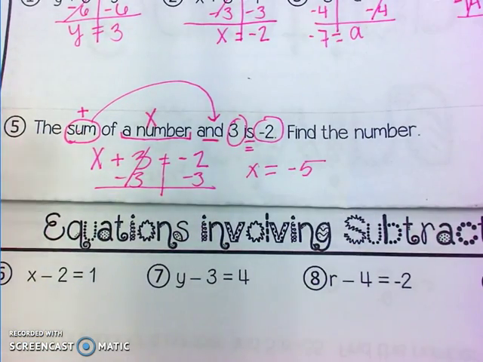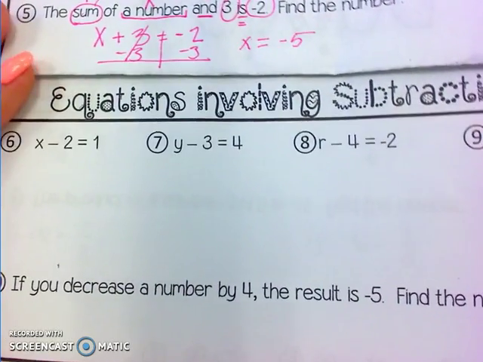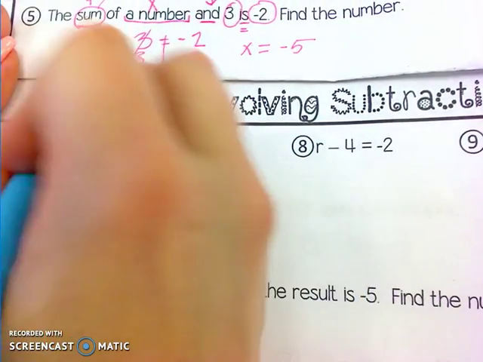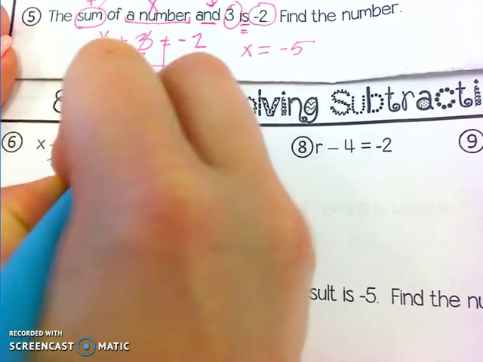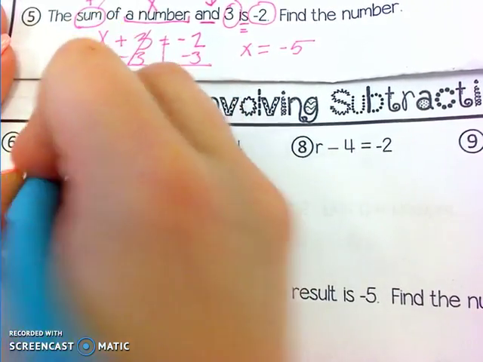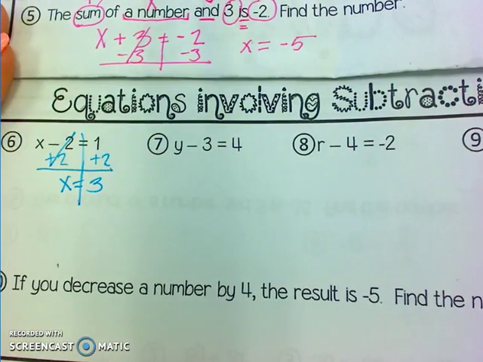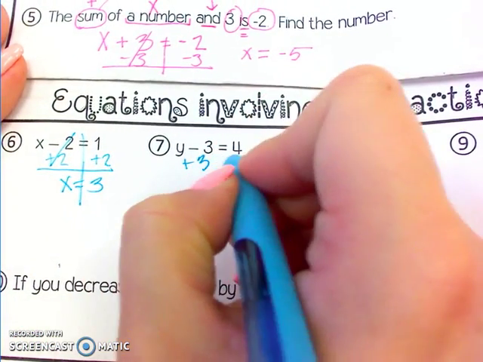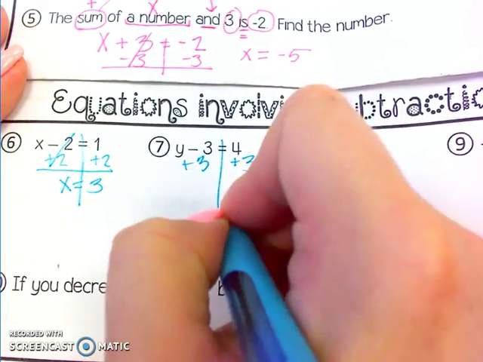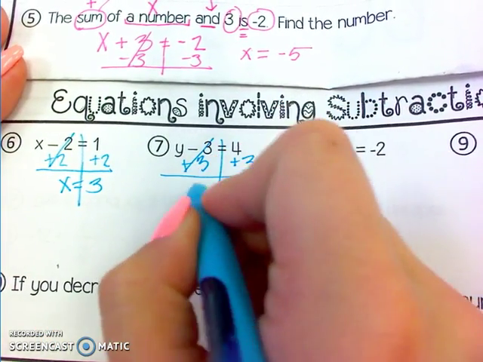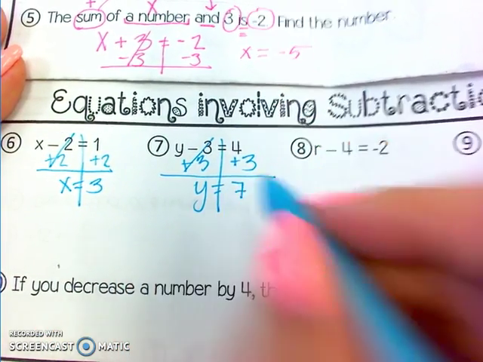If I'm solving equations involving subtraction, the inverse of subtraction is addition. Add 2 to both sides. I'm left with x equals 1 plus 2 is 3. Add 3 to both sides, trying to get that variable all by itself. Y equals 7.